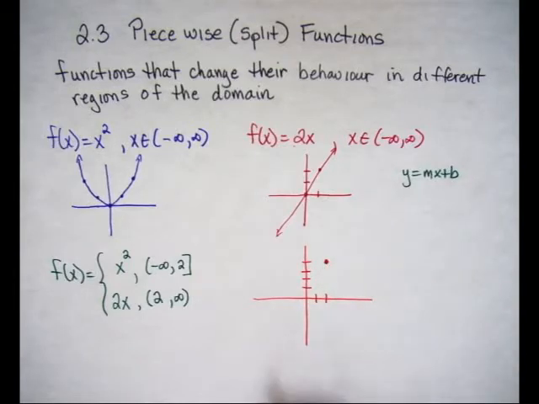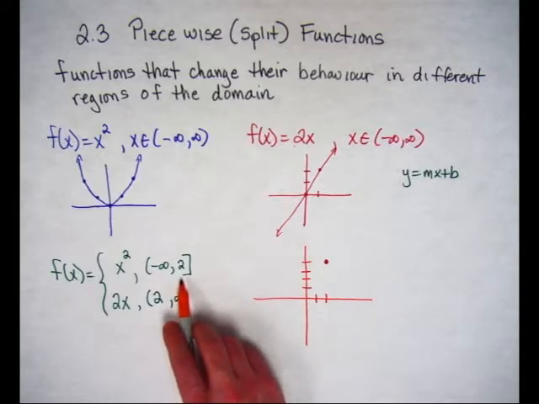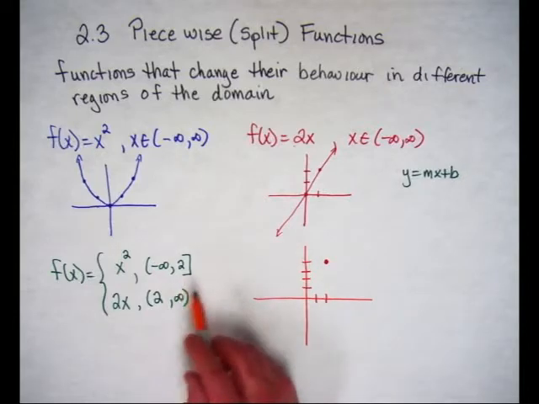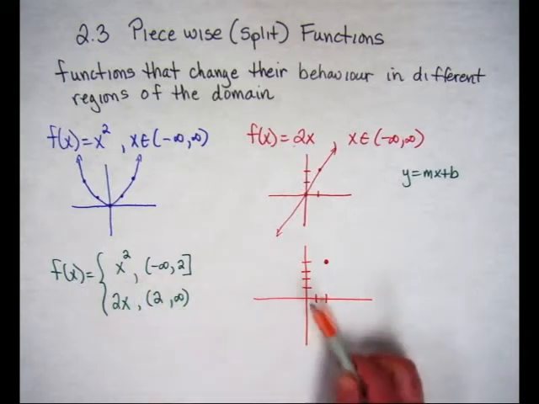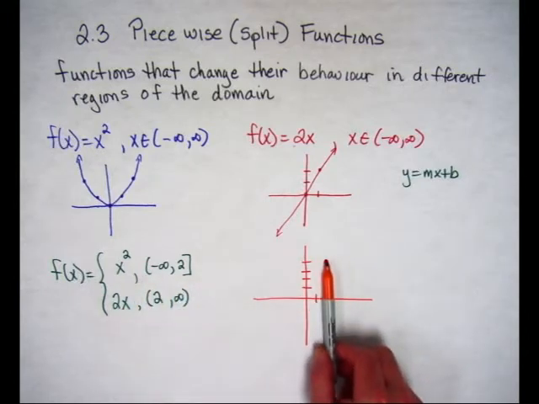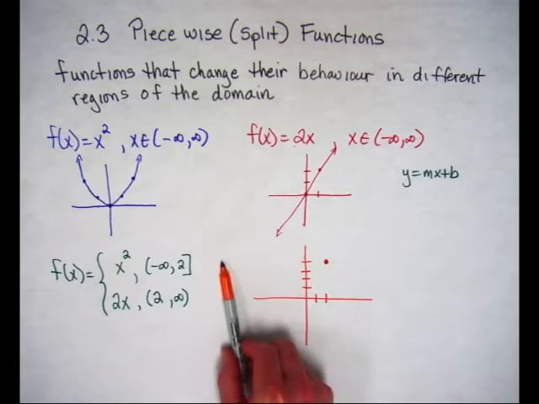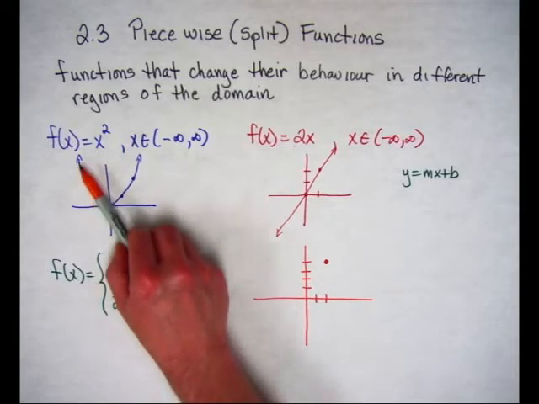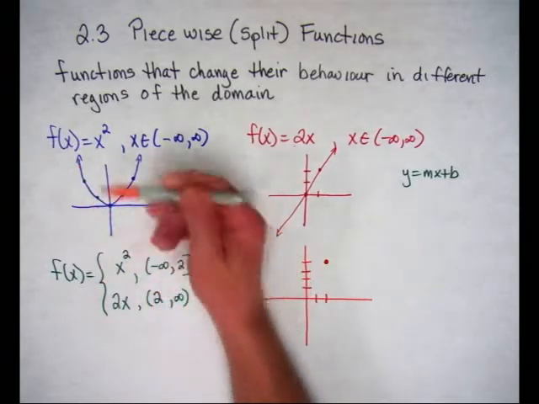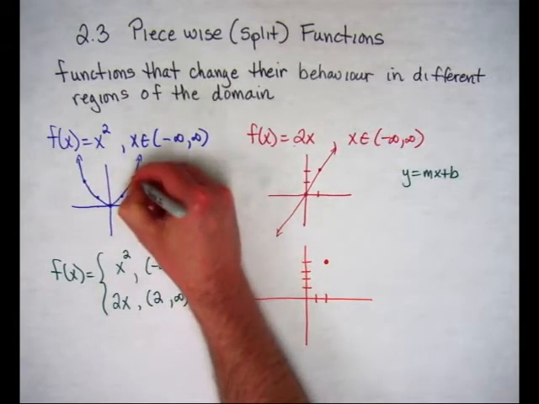And it would be a closed circle because this function does exist at the point 2. And now what I want to do is go from 2 all the way back to negative infinity. So starting at this point right here, 2, and moving all the way to negative infinity, I want to draw the graph x squared. Well, that's why I drew this up here for you. Here's the graph x squared. This is the point 2, 4.